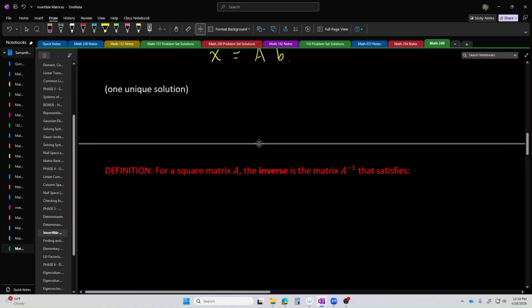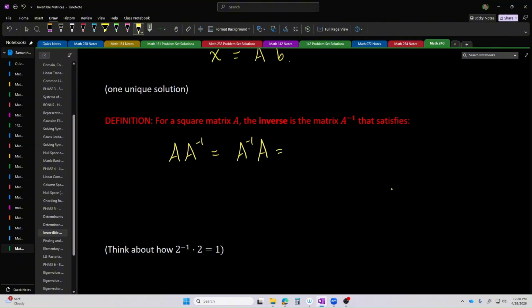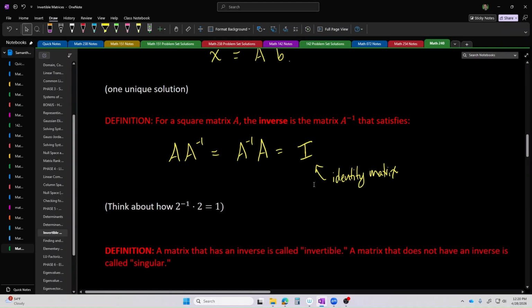So based on that, here's a definition. If you have a square matrix A, the inverse of that matrix, what we call A to the power minus 1, satisfies the following property. If you multiply the matrix by its inverse, either on the left or on the right, you should be able to multiply them together and get the identity matrix. There's some other matrix out there so that when you multiply those two together on the left and you multiply those two together on the right, they essentially cancel out and they leave just the identity matrix behind.